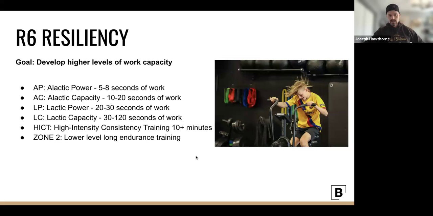Then after that, we've got R6. R6 is resiliency. We do need a higher level of work capacity, aka conditioning, aka cardio output. Call it what you would like. I call it conditioning. But you're trying to build a more resilient human being here. And we do that with better cardio output than anything, okay? And we've got several different ways to do it. The one that is the most underrated, the most needed, is honestly the last one on this list, which is your zone 2 low-level, long endurance training.